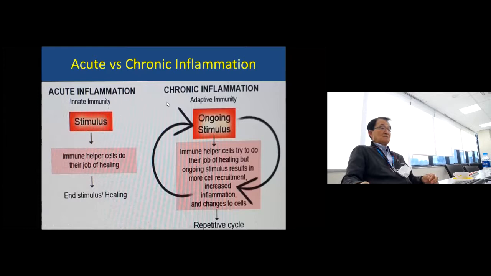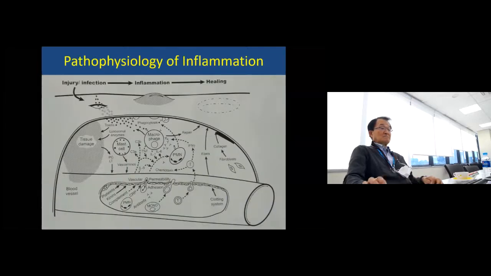So acute versus chronic inflammation is related to immunity. The adaptive immunity is related to antigen, and so it will make antibody production. Innate is a non-antigen stimulus. So helper cell, immune helper T4 usually works in this acute inflammation. Chronic is continuously ongoing together.